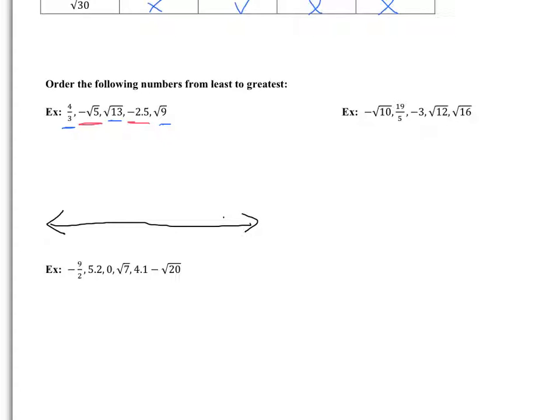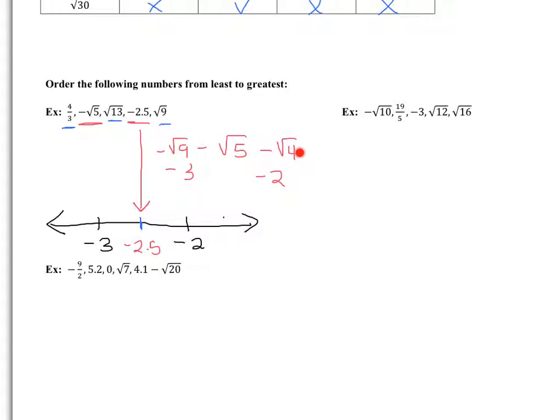So let's say this is negative 2 and this is negative 3. I know that negative 2.5 is exactly in the middle. And then if I estimate the negative square root of 5, I know that it falls between negative square root of 4 and negative square root of 9, which means it also falls somewhere between negative 2 and negative 3.